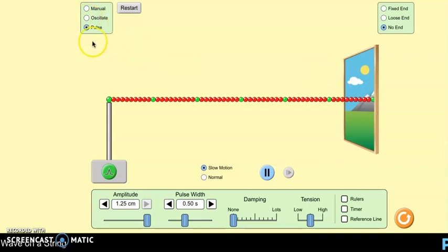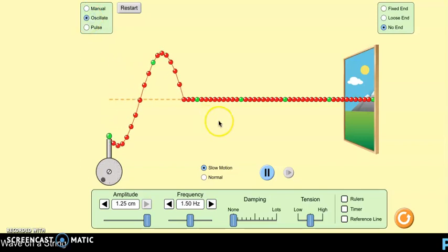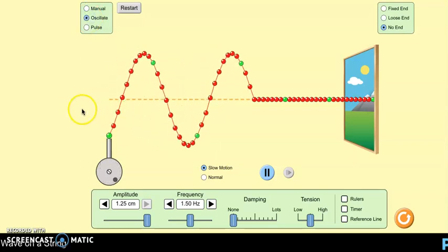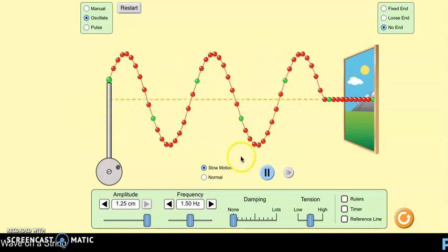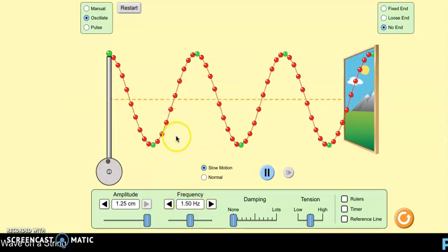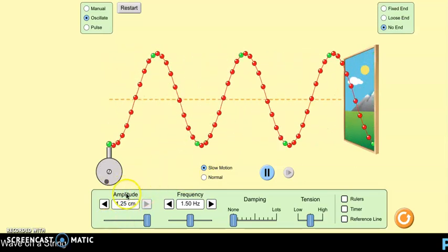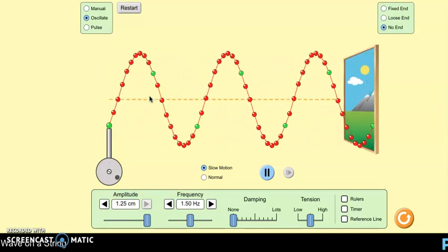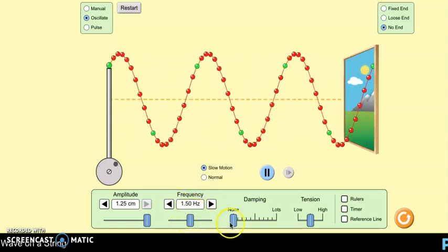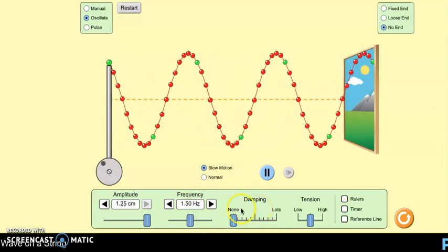Let me just use some vocabulary here. Here we have a pulse, one disturbance, or we can have continuous pulses, which creates a wave train. If I keep creating energy consistently at a particular frequency, I get certain characteristics of the wave that we're going to be interested in. We have amplitude, how tall the wave is. We have how quickly we're producing it. Damping just tells us how much energy we lose.